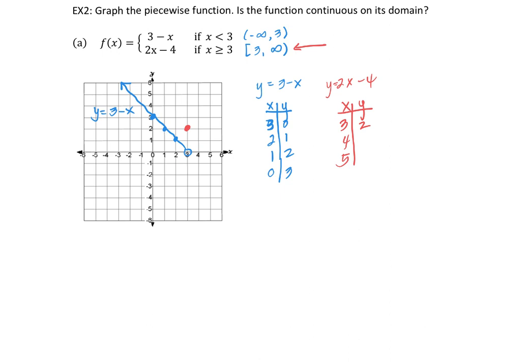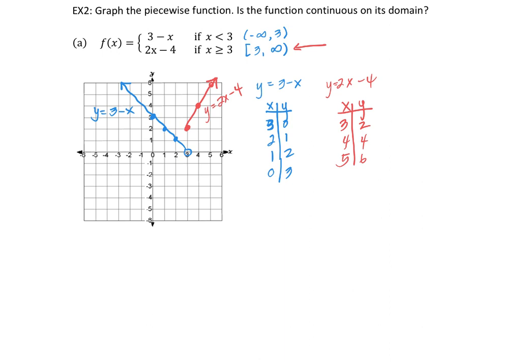If I put in 4, I have 8 minus 4, which is 4. We're going to pass through the point 4 comma 4. And then 5 would give me 10 minus 4, or 6. All 3 points line up, and I knew it was going to be a line anyway. So I just draw my graph and label this y equal to 2x minus 4. So that's it. Graph it in pieces. Just be aware of what your x values are.